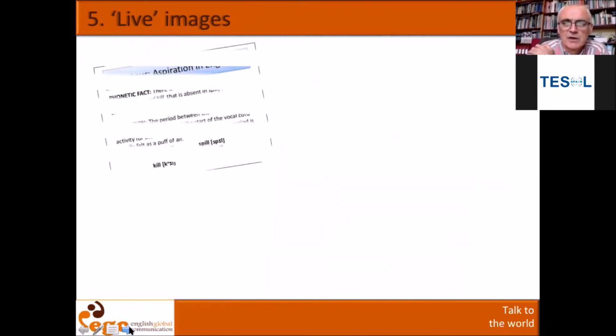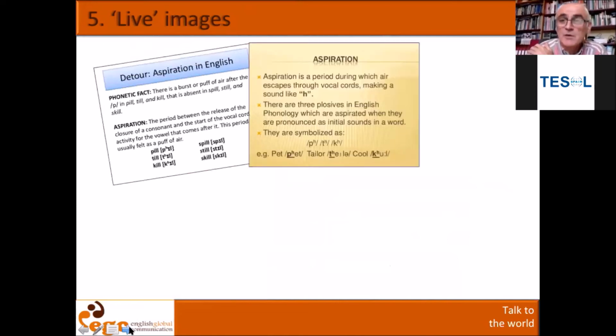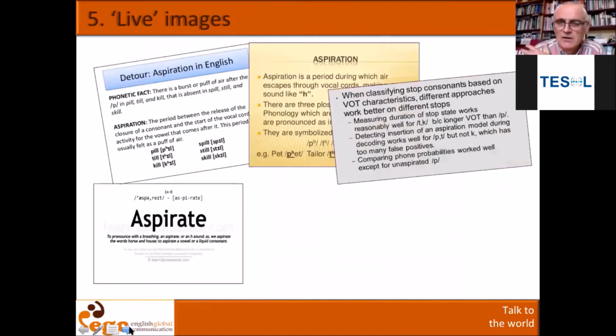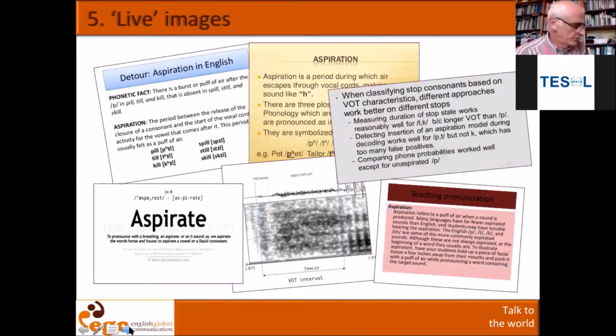Live images. I went to Google Images for aspiration. This is what I got. I got text. Isn't it amazing? But of course, I'm sure you know anyway, that if you take a piece of paper, hunting around for a bit of paper, and you actually just say "paper," then you've demonstrated aspiration. And look at all that wasted words when we can demonstrate this so quickly, so easily.